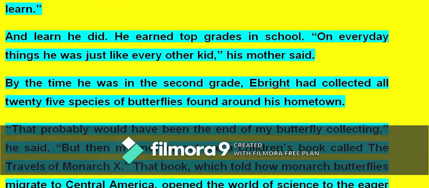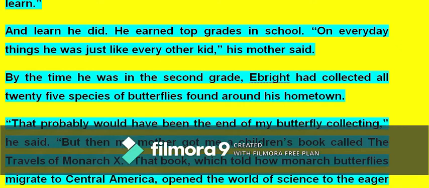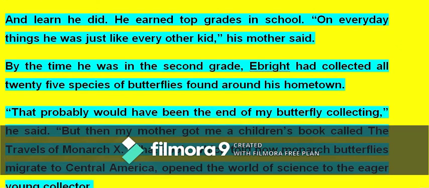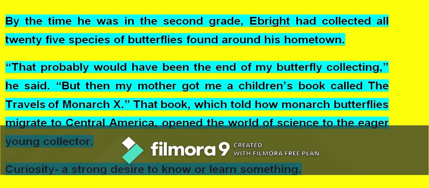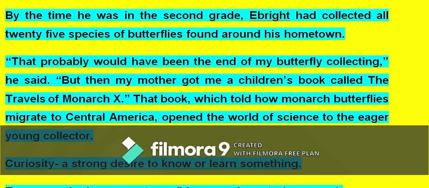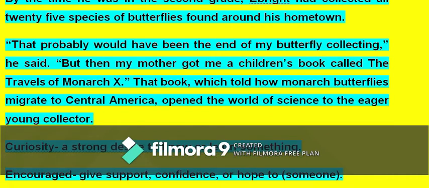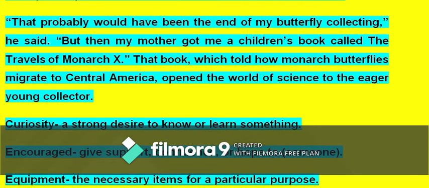By the time he was in the 2nd grade, Ebright had collected all 25 species of butterflies found around his hometown. You can record this piece of information. That probably would have been the end of my butterfly collecting, he said. But then my mother got me a children's book called The Travels of Monarch X. That book, which told how monarch butterflies migrate to Central America, opened the world of science to the eager young collector.